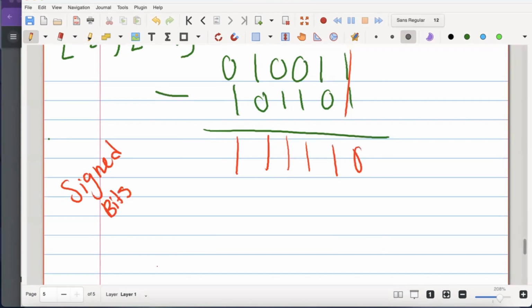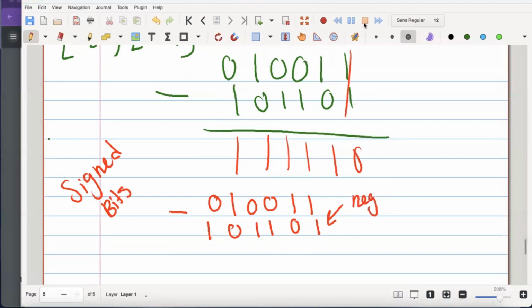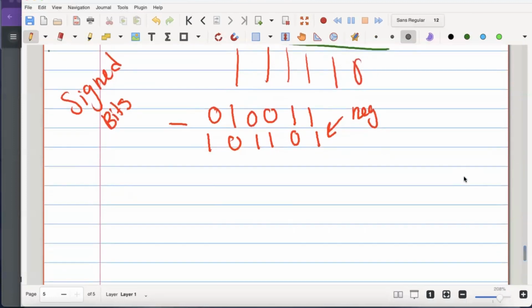Let's say we wanted to subtract two sign bits. We have 0, 1, 0, 0, 1, 1, and then we have 1, 0, 1, 1, 0, 1. And we're going to subtract them. For sign bits, this is a negative number, and we want to do some conversion in order to write it as a positive so we can actually subtract. So we know that this is negative, and we're going to take the 2's complement.